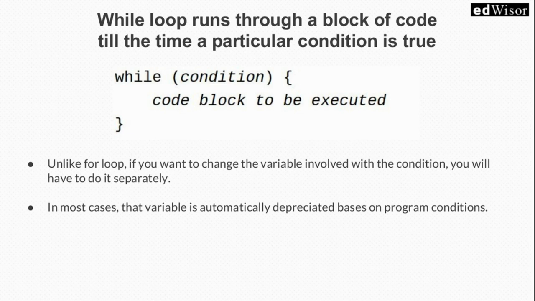In a for loop you had a condition, and you had the option to change the variable or the counter in the form of the third statement, but here you don't have that. So you'll have to do it separately, and in most real-life cases the programs are written in a way where these variables are decremented automatically based on some program conditions. Let me just quickly show you a very neat program depicting the while loop.